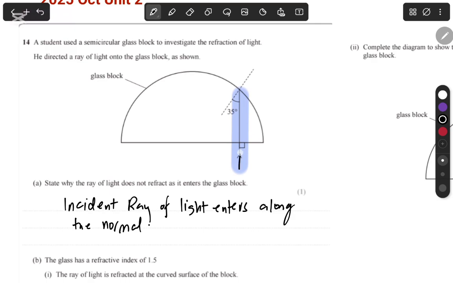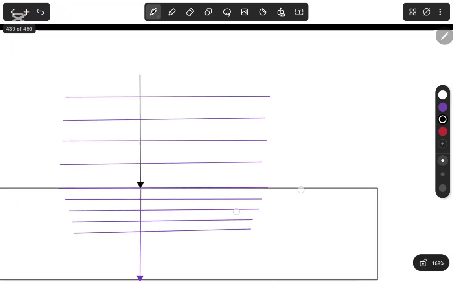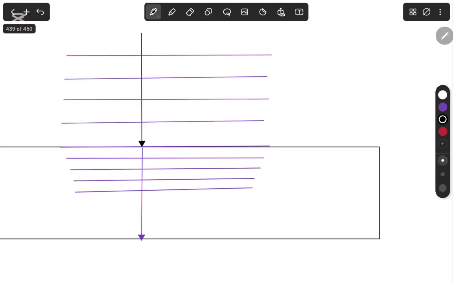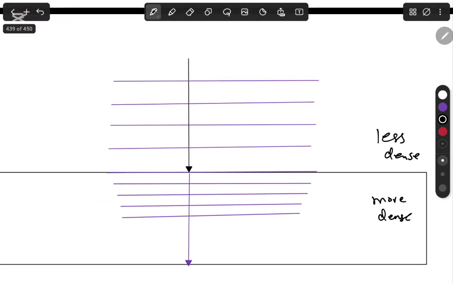You have to remember, whenever the light enters along the direction of the normal, there's going to be no refraction happening. It's just going to pass straight through. Now the reason why this happens is, notice this light enters from a less dense medium to a more dense medium. And this light, which is incident, enters along the normal.